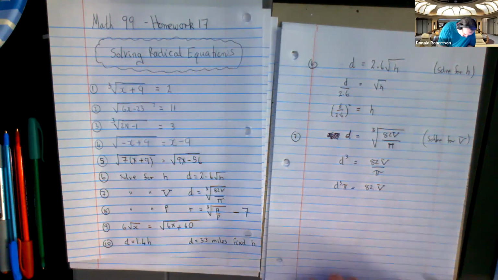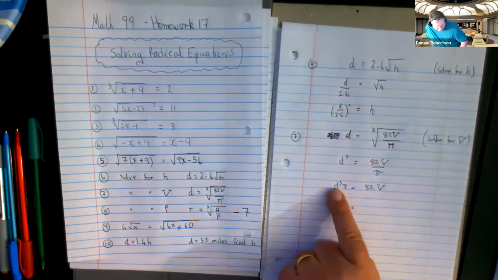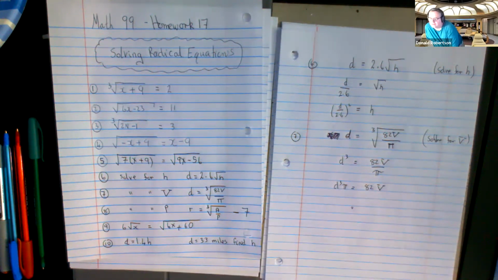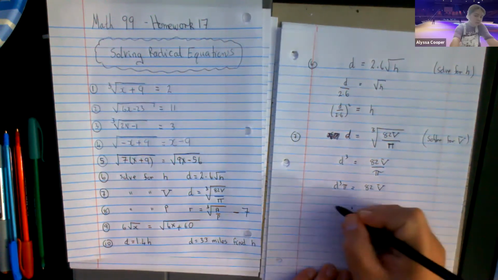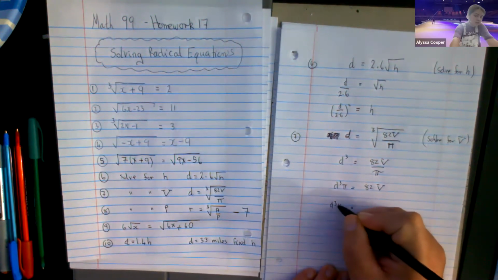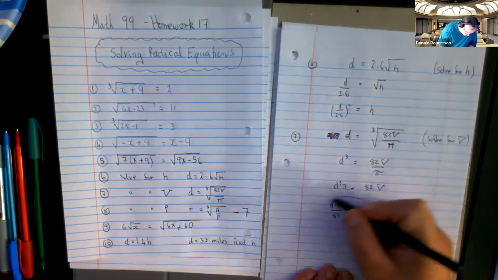Okay, we're almost done. What do I do to both sides to get V on its own? What should you do to both sides to get V on its own? Divide by 82. And that's us finished.